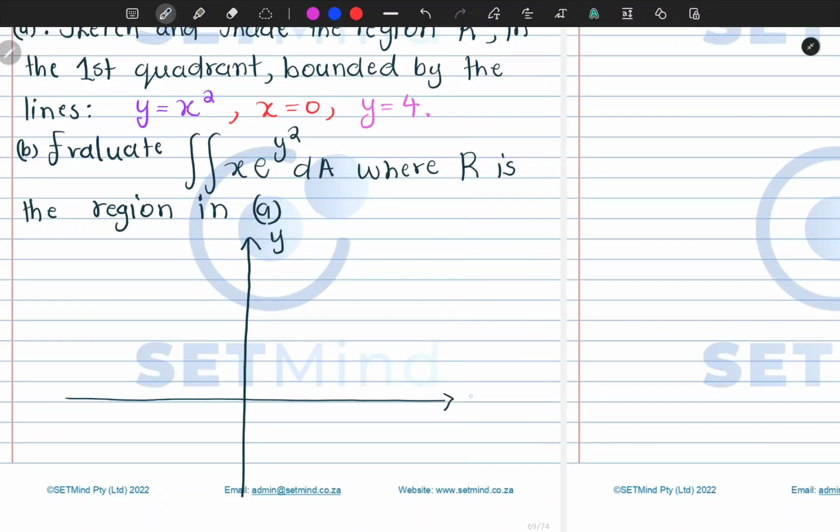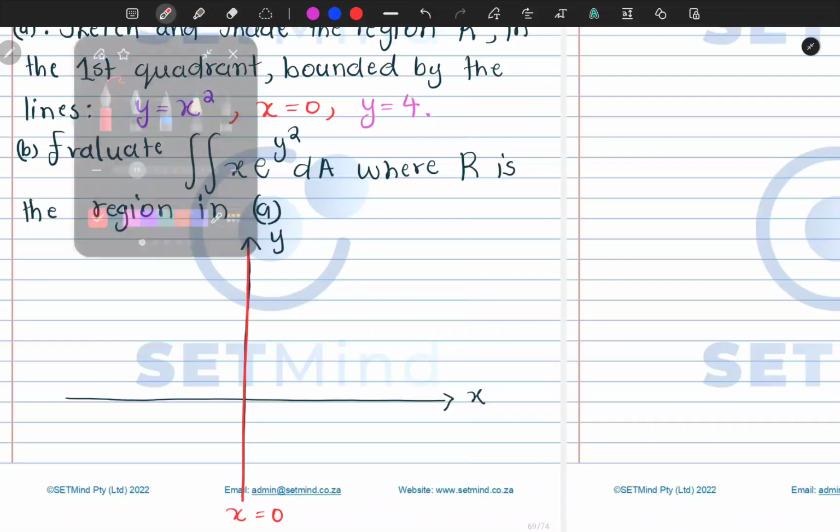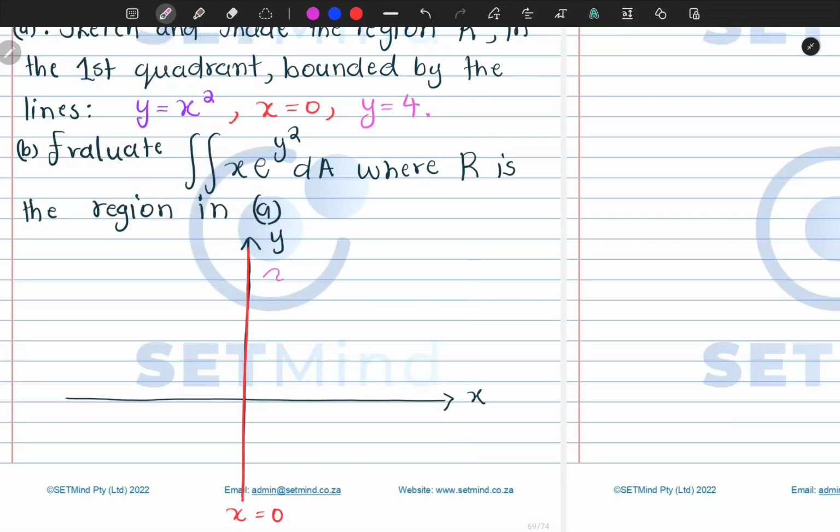So we'll have the y-axis and the x-axis. So if you look carefully, they say that we are bounded by x is 0. So we know the x is 0 line is that. So I'll have x is 0. And we are bounded by y is 4. So I'm just going to draw a line for y is 4. That will be the line for y is 4.